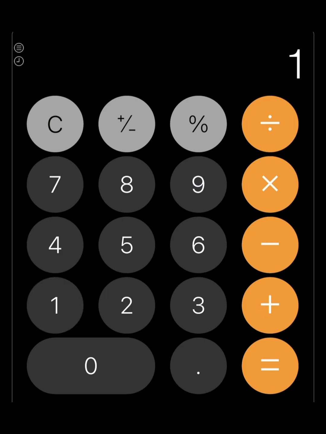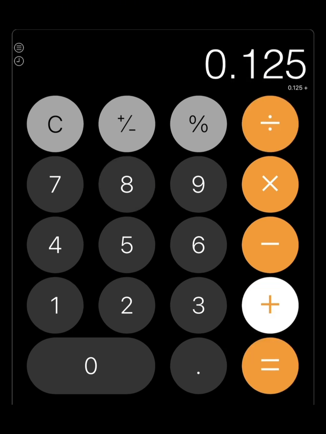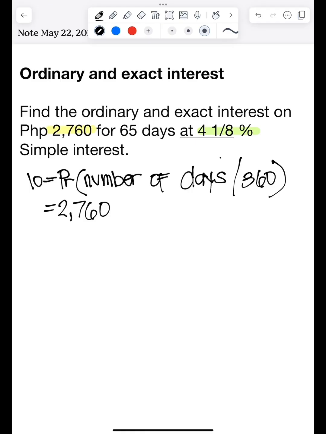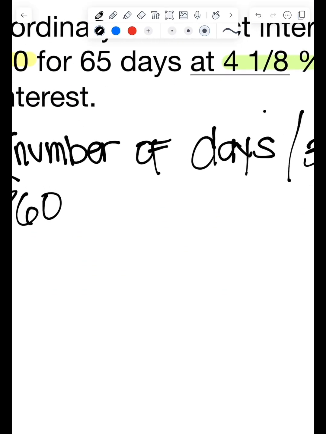You have to divide 1 by 8, plus 4, then divide by 100. We have 0.04125. Now we're going to put the decimal rate here, which is the 0.04125.